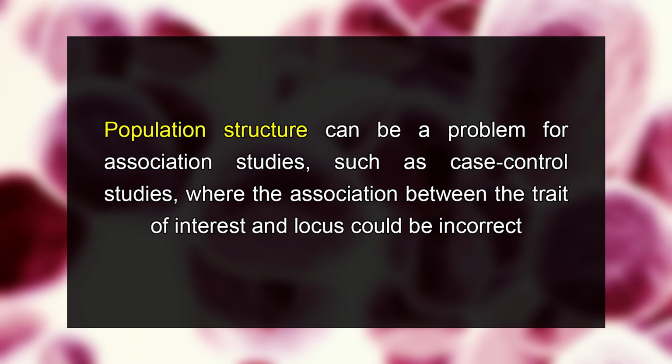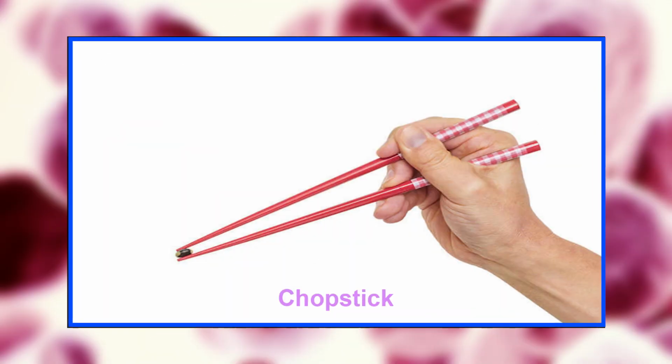Dear students, let's now discuss the role of population structure in genetic epidemiology. Population structure can be a problem for association studies such as case-control studies, where the association between the trait of interest and locus could be incorrect. As an example, in a study population of Europeans and East Asians, an association study of chopsticks usage may discover a gene in the Asian individuals that leads to chopstick use. However, this is a spurious relationship, as the genetic variant is simply more common in Asians than in Europeans.